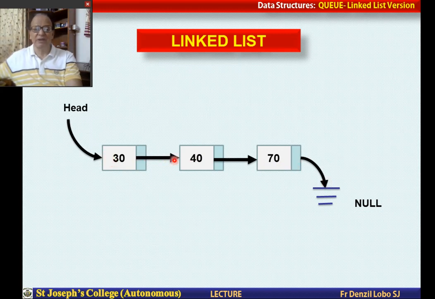Then there is a pointer to the next node. Then there is a pointer to the next node. And as you see, the last node points to null. It is grounded. That indicates that the list ends here. So this is how we represent a linked list graphically, pictorially. So let us try to implement this. From the pictorial, we should be able to convert that into a C program.